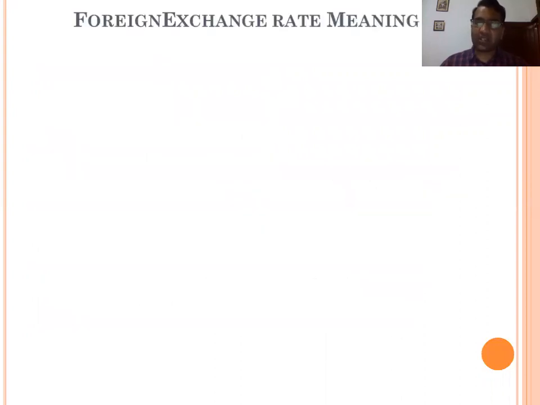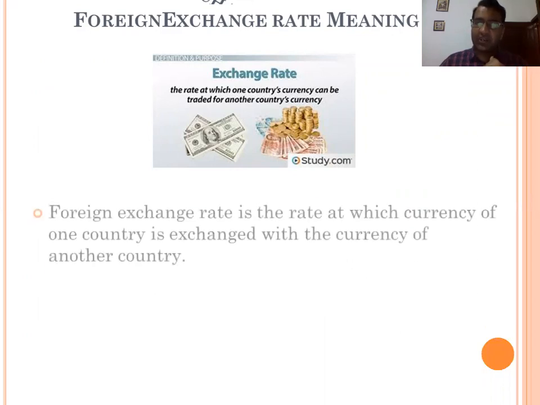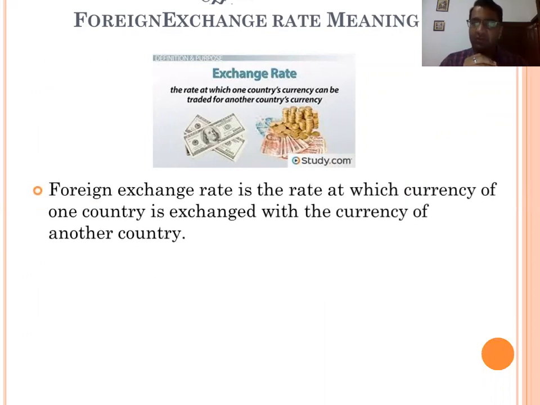First, we start with the foreign exchange rate meaning. Foreign exchange rate is the rate at which one currency exchanges with another country's currency. In other words, it can be traded for another country's currency. It means if we want to exchange rupees into dollars, the rate at which we exchange rupees to dollars is called a foreign exchange rate.